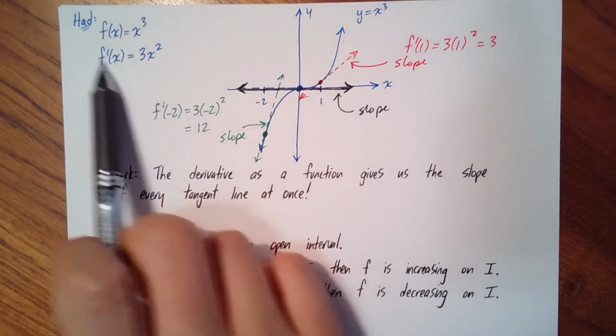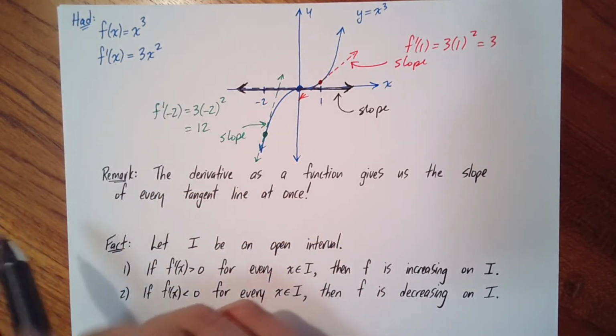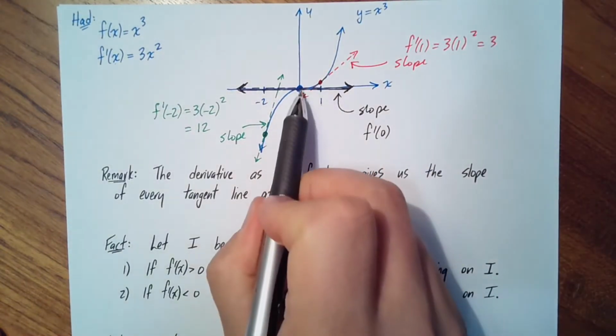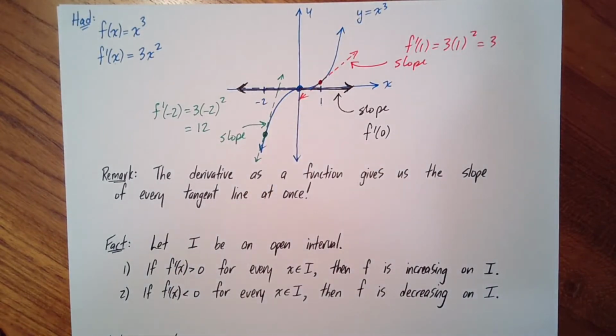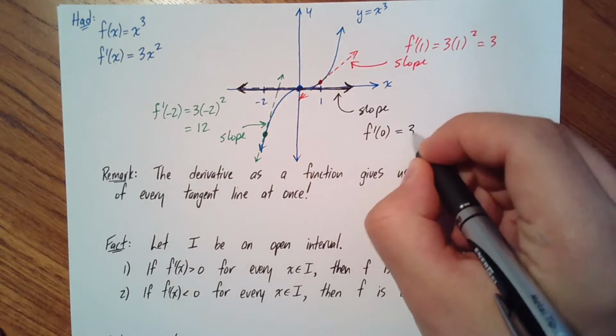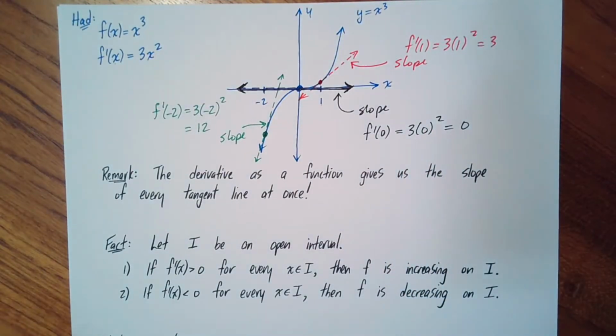If this tool is any good, it better give you 0 as the slope, and in fact it will. Because if you plug in the x coordinate of 0, the point at which this line is tangent to the curve, you plug 0 into f prime, you're going to get 3 times 0 squared, which is equal to 0.